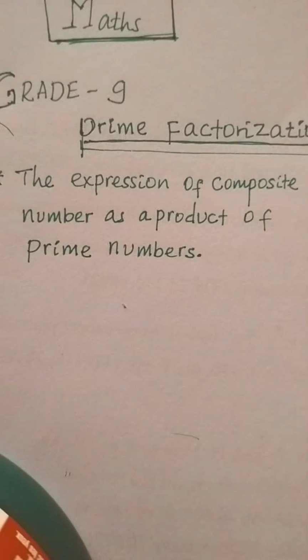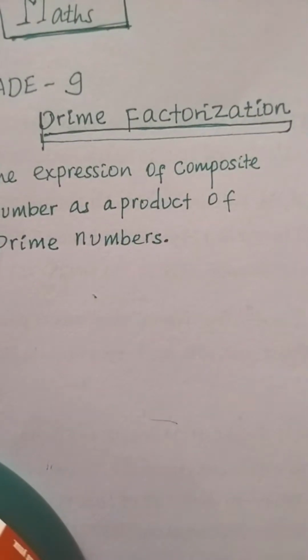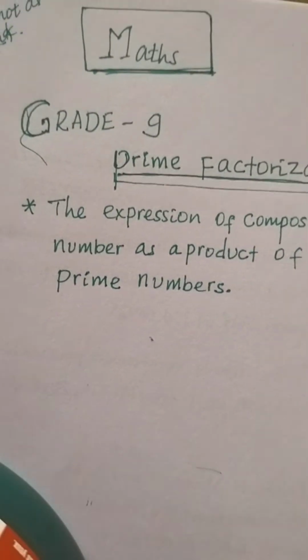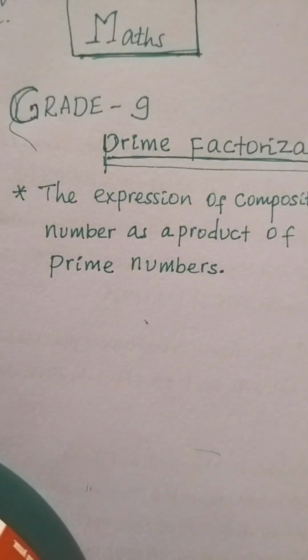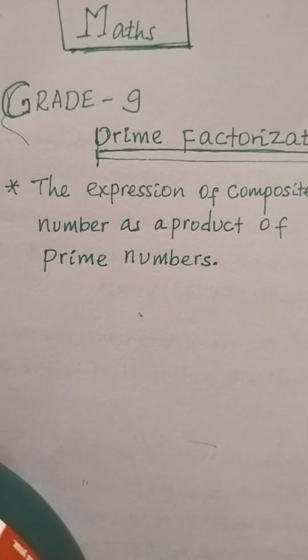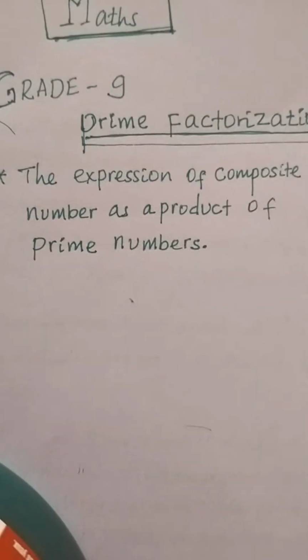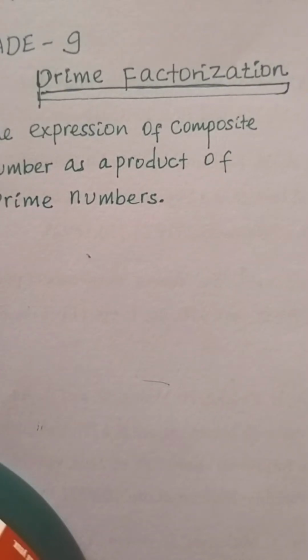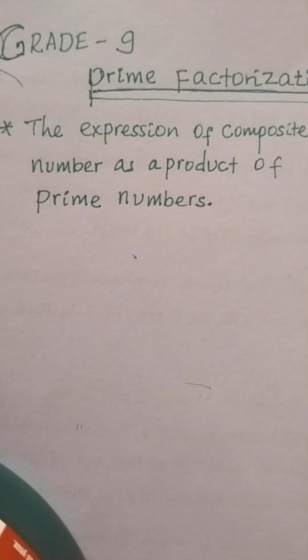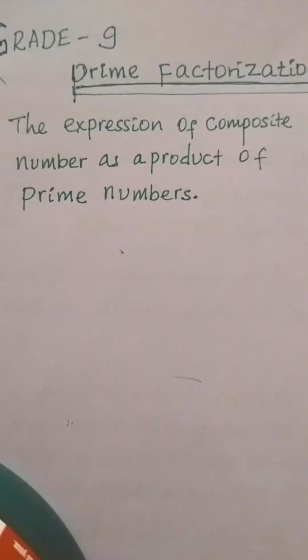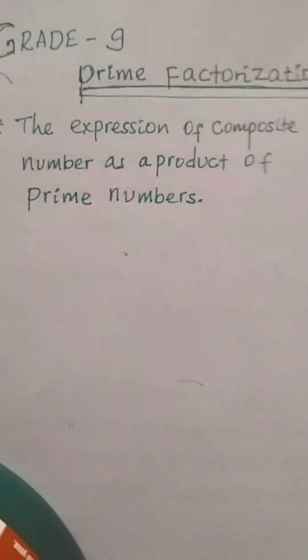Today we are going to see prime factorization, how we factorize a certain composite number with prime factorization. By the way, this math is taken from grade 9 mathematics, unit 2, the number system. So let's go on. What does it mean when you say prime factorization? Prime factorization means the expression of a composite number as a product of prime numbers.